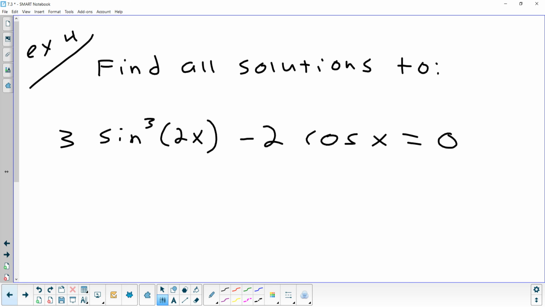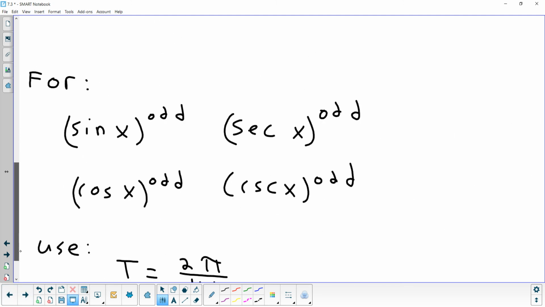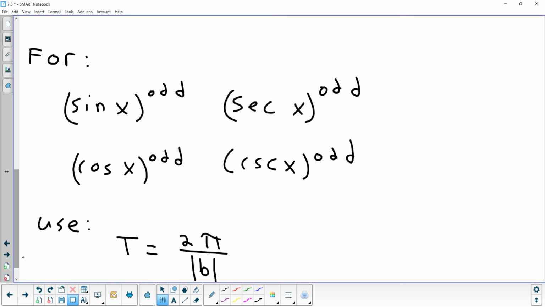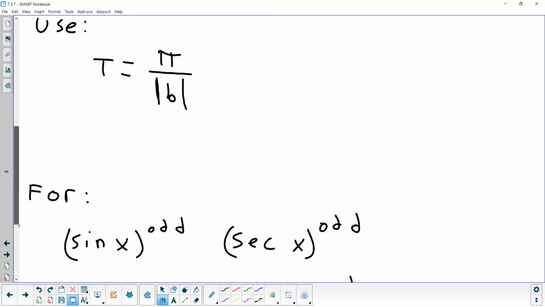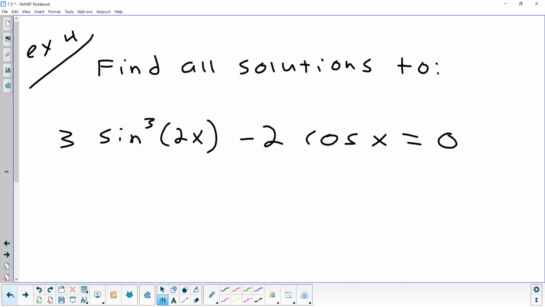What's the formula that we use to find the period when it's sine to an odd power? Michael? 2 pi over the absolute value of b. Yep, sine to an odd power is 2 pi over the absolute value of b. So 2 pi over, what's b in the sine cubed argument? Yep, 2. So that means sine cubed 2x is going to cycle every pi units.